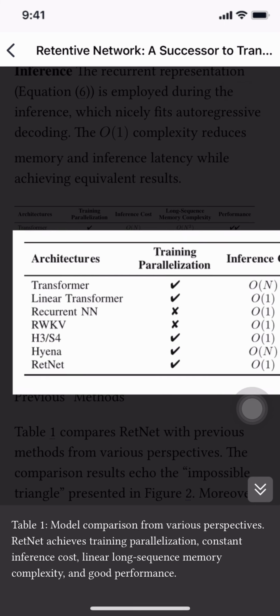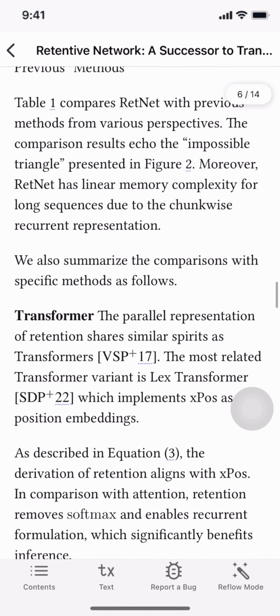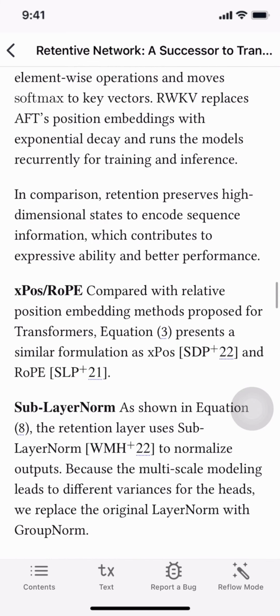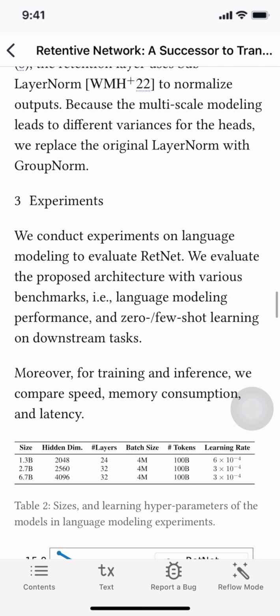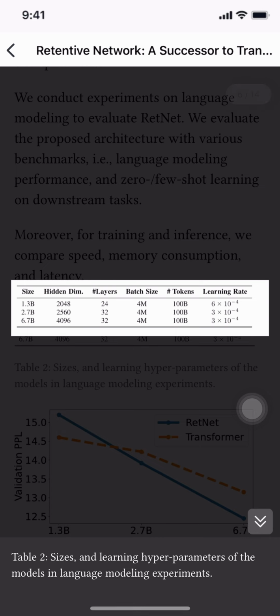The authors evaluate RetNet on several benchmark datasets, including the Lambda language modeling dataset, the Wikitext 103 language modeling dataset, and the GLUE benchmark. They compare RetNet to several state-of-the-art models, including GPT-3, and show that RetNet achieves comparable or better performance while being more efficient and scalable.